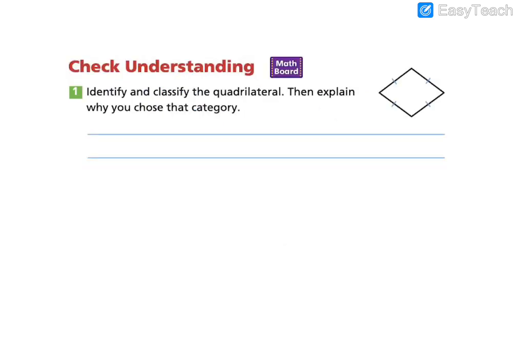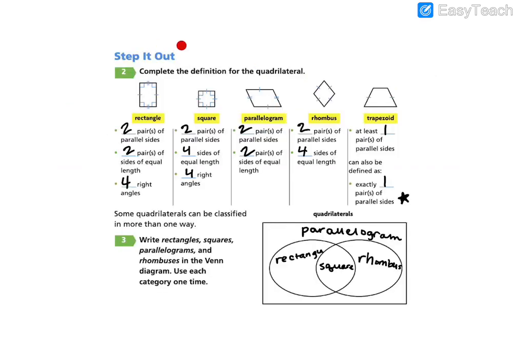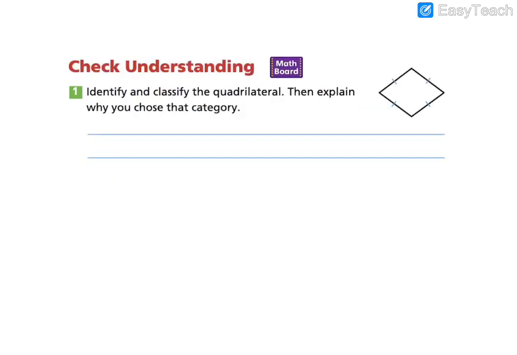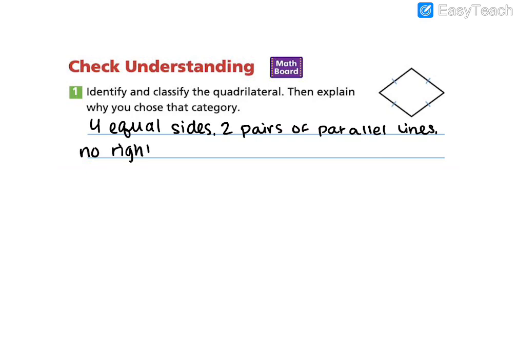All right, so let's take a look at this quadrilateral. Identify and classify it. Then explain why you chose this category. So I want to reference back up here. I can see right away there are 4 equal sides, 2 pairs of parallel lines, and no right angles. So what shape is this? This is a rhombus.